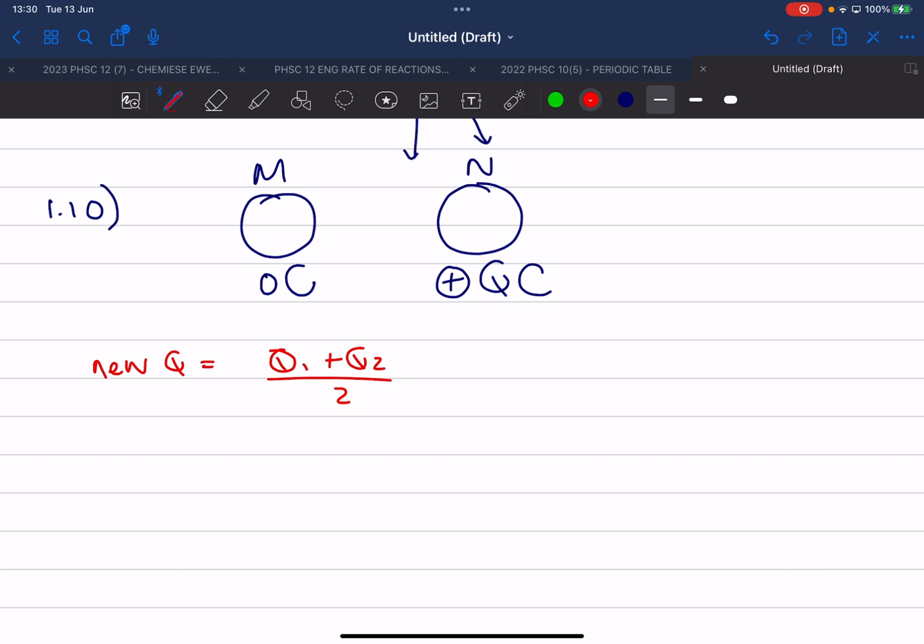Okay, why divided by 2? Want that's 2 charges. So hierso gaan ons sê 0 plus Q gedeeld deur 2. And that gives us Q divided by 2 or a half Q. So daar is ons opsie, watter ene? C.